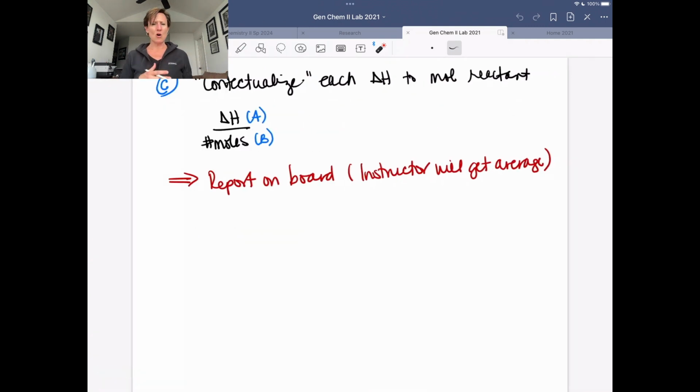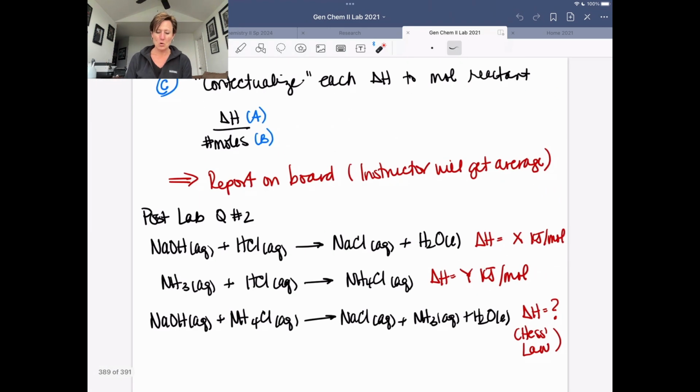Well, that heat that was evolved is going to have units of joules or kilojoules depending on how you want to calculate it. We want to contextualize that to the amount of substance that we have. So you're going to take your enthalpy value that you determined in part A, and you're going to divide it by the number of moles of your limiting reactant that you just calculated in part B. And that's going to give us, for reaction 1, 2, and 3, a delta H value that has units of kilojoules per mole. Okay, we want to have that get reported on the board, and then I will help generate an average, which you're going to use in our next steps.